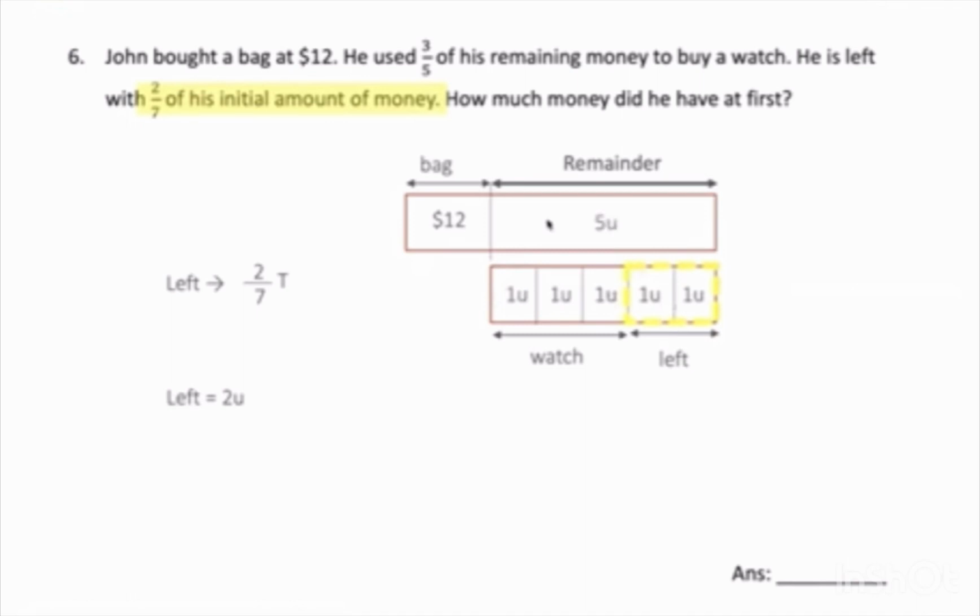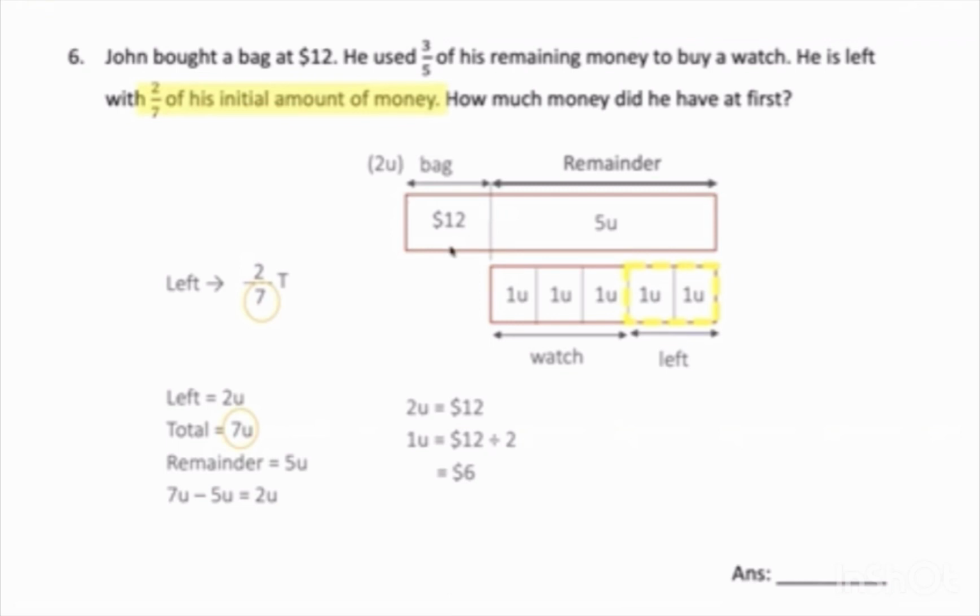Remainder is 5 units. Now from this model, you can see that the total is 7 units, which is given from this question, 7 units. Remainder 5 units over here. And 7 minus 5, 2 units will be referring to the $12 bag. 2 units is the $12 bag. So 1 unit is $6.